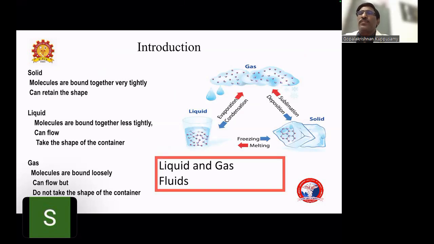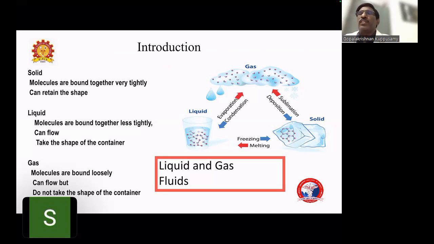Coming to the states of matter, we very well know that all the particles exist in three phases: solid, liquid, and gas. The relation between these states is determined by the temperature. In solid, the molecules are bound together very tightly. They can retain the shape. But in liquids, the molecules are bound less tightly so that they can flow. Still, they can take the shape of the container.